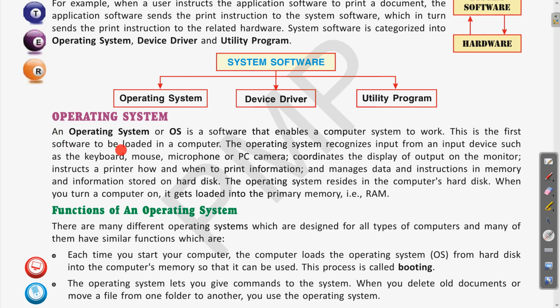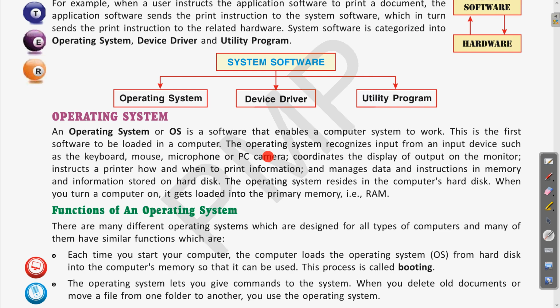An operating system, or OS, is a software that enables a computer system to work. This is the first software to be loaded in the computer. Is it clear? The operating system is the first software which will be installed on the computer so that other apps or other software can be installed upon it. This is the basic and the first software installed on any computer or in any device. It may be a mobile device as well.